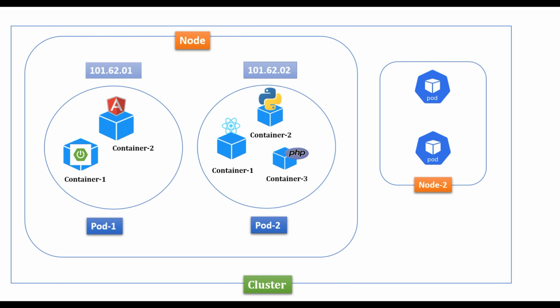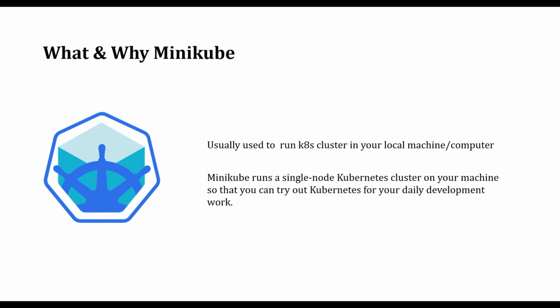Now if you understand this basic architecture, to run an application in Kubernetes you need this cluster infrastructure, like you need pods and nodes in your machine, right? How will you get this infrastructure? That's where the Minikube utility or tool comes into the picture. To run a Kubernetes cluster on your local machine or computer, you need to install the Minikube tool. Minikube runs a single node Kubernetes cluster on your machine so that you can try out Kubernetes for your daily development work. So if you install Minikube, then you will get a cluster and node. Then you can host any containerized application inside it. So let's try this out.